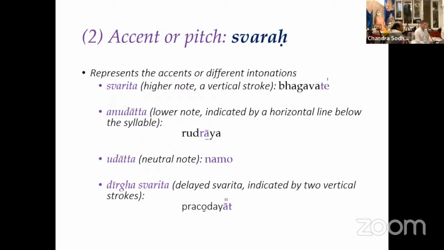It is indicated by two vertical strokes. For example, this is very commonly chanted: the word prachodayat, right? Prachodayat. Here we have to obey firstly the length of two units of time on ya or yat. Prachodaya, and then this is what is delayed and is called dirgha or delayed upper tone, right? So prachodayat with two vertical strokes. Is this okay? Is this clear?